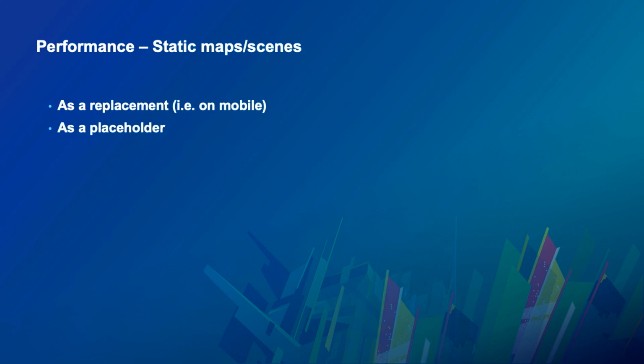Another good one that you can consider, and something that we're considering adding in the future, is static web maps or web scenes. So this would be having a static image, a screenshot of a map or a scene, and then using that either as a replacement for maybe a slow device or a bad internet connection, or as a placeholder until the web map or web scene is loaded, at which time you can switch it out.